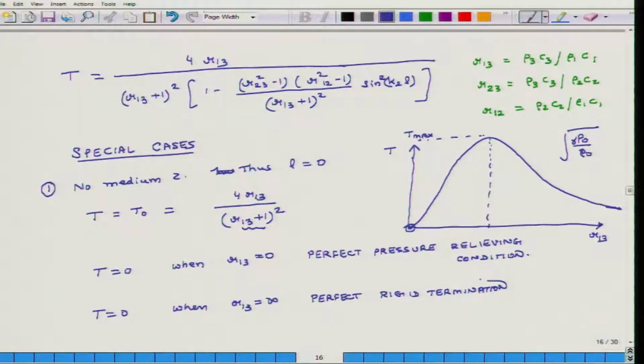It is rigid termination. So either you have a perfect pressure-relieving condition where pressure is extremely small, or you have a perfect rigid termination where P naught is extremely high. In both these cases, the transmitted energy to the system is 0.